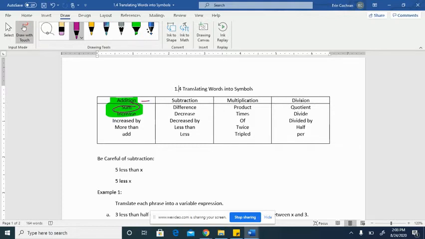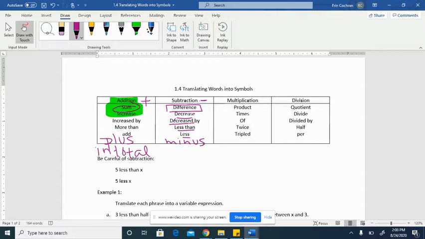Okay, so we're looking at increase, increase by, more than, add. Another one would be plus, in total. Okay, so there are some words that represent that plus sign. Okay, subtraction. We could have the difference, and difference is the answer to the subtraction problem. Okay, decrease, decrease by, less than, less. We could have minus, things like that.